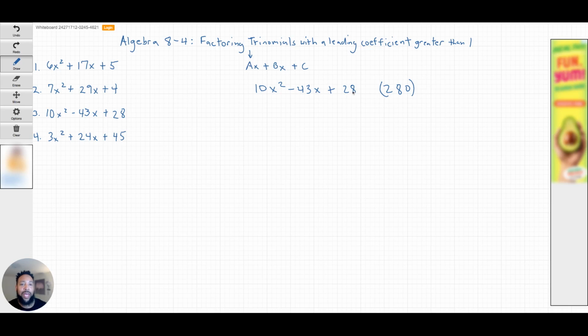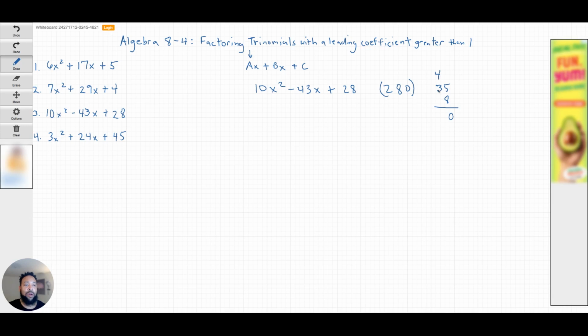Now that can be a little bit difficult, so we could try some things out here. So I'm seeing that the 10 and the 28 are both even numbers, so I'm going to take a guess here and see if I'm right. So let's see if we could do, let's see, 35 and 8. Let's see how that works. 5 times 8 is 40.